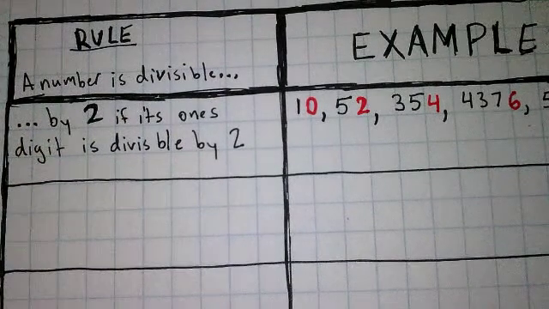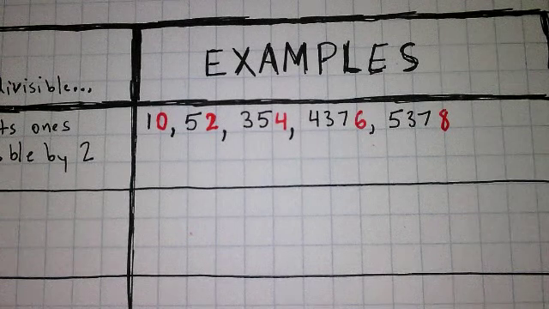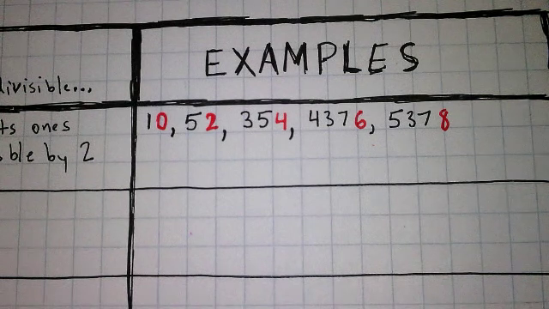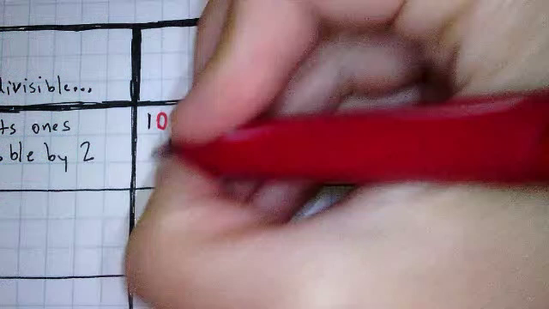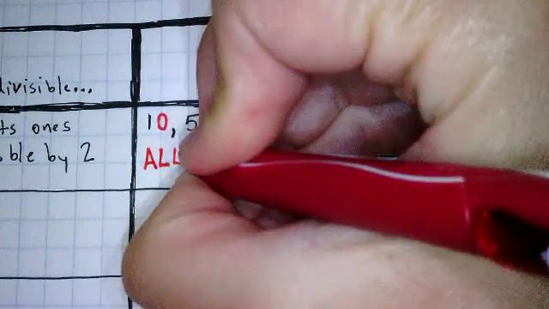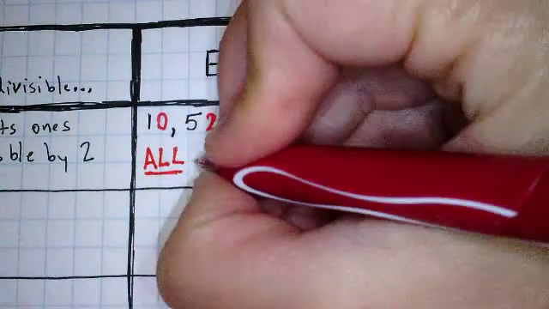Okay, what do you notice about these ones digits over here? What do you notice about all of them? Sebastian? They are all like 2, 4, 6, 8. So they're all what? They're all what, Henry? Even. They're all even numbers, right? So, all even numbers are divisible by 2. If the ones digit is an even number, then your number can be divided by 2.